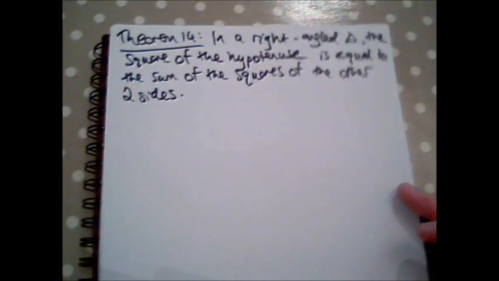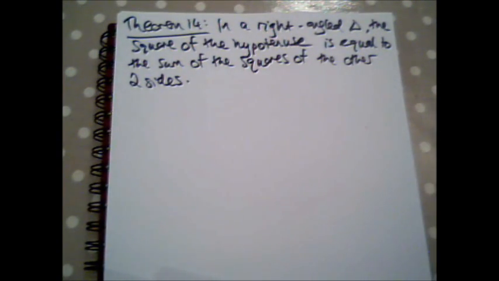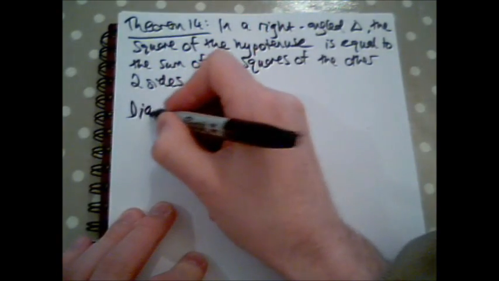Okay, so this is the most famous theorem that we have to prove. This is Pythagoras' theorem. It says in a right angle triangle, the square of the hypotenuse is equal to the sum of the squares of the other two sides. So let's draw a diagram to see what we have.